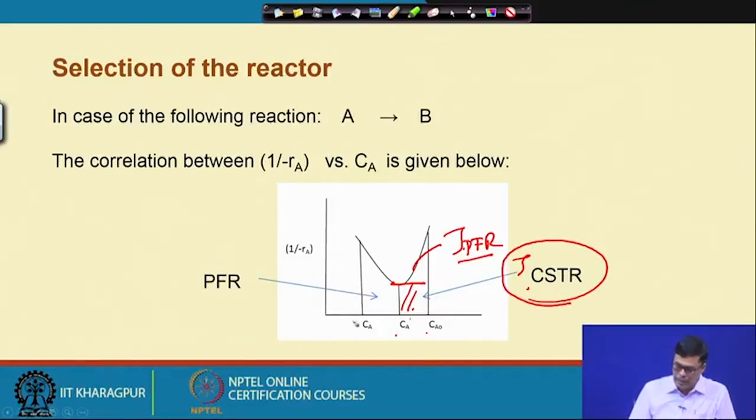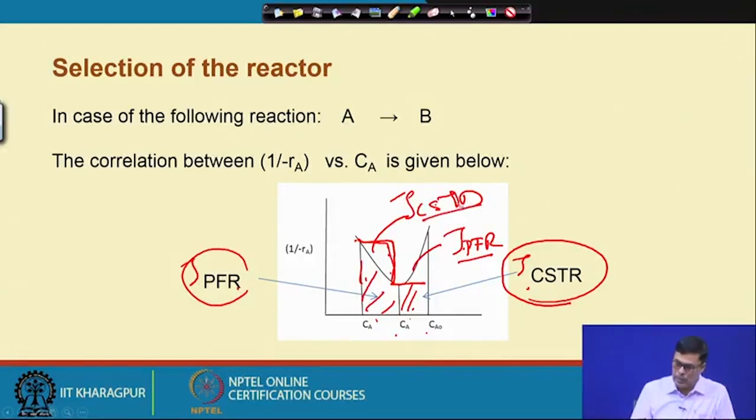Now, here the situation will be different. From C A dash to C A, the area under this curve will be tau CSTR, and the area under this head will be tau plug flow reactor. So, this is much less as compared to tau CSTR. So, we will go for the plug flow reactor.